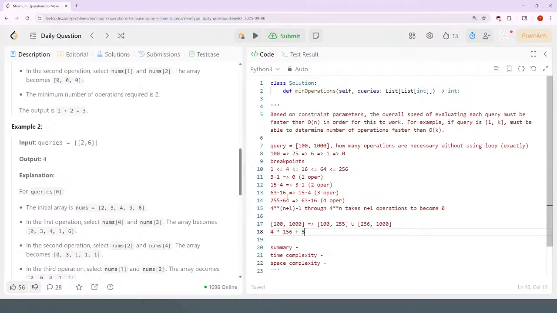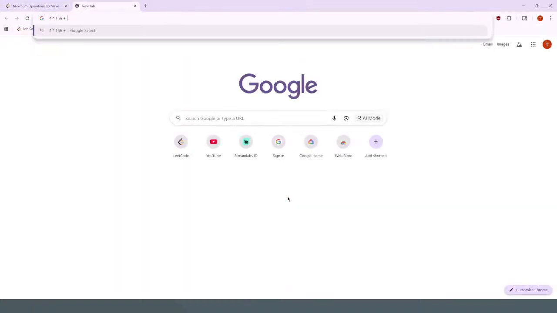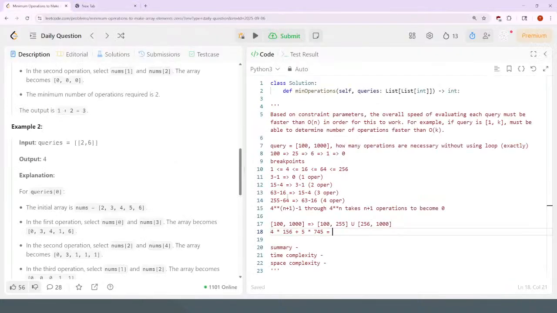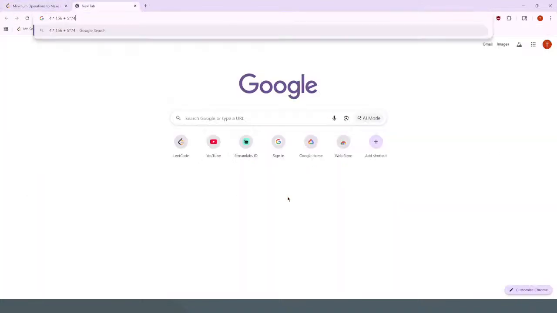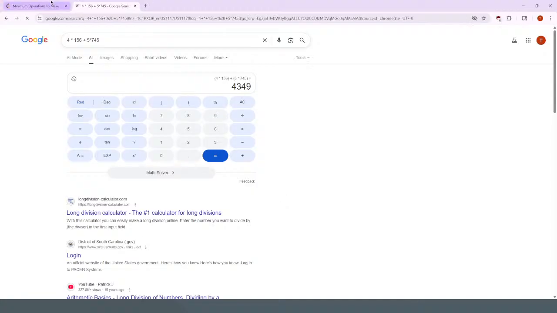And then the other bucket is 5 operations times, well, let's see, 1,000 minus 250 is 750, minus 6 is 744, plus 1 is 745. Is that right? I think that's right. So that should be 4 times 256 plus 5 times 745, 4349.